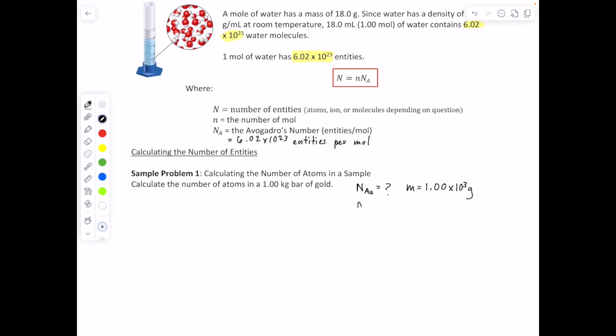And we know that Avogadro's number is 6.02 times 10 to the power of 23 entities per mole. So in order to do so, I need to find the number of moles in a 1 kilogram bar of gold. So the number of moles is equal to the mass, and we know the mass is 1 times 10 to the power of 3 grams. So first thing I need to find is M, the molar mass of gold. If you look on a periodic table, the molar mass of gold is 196.97 grams per mole.